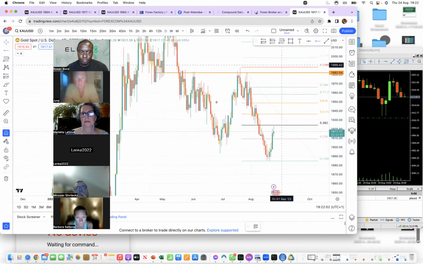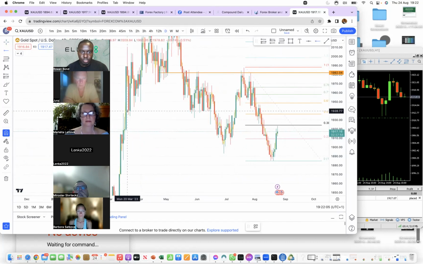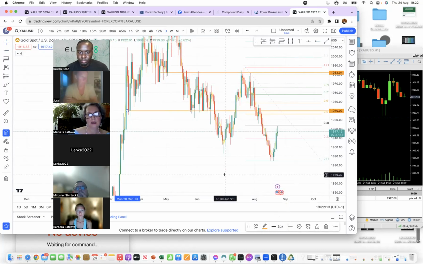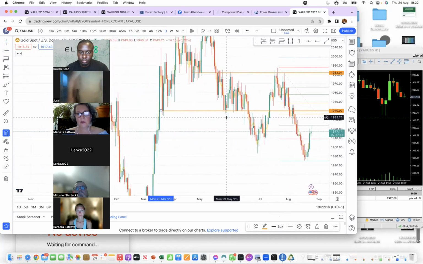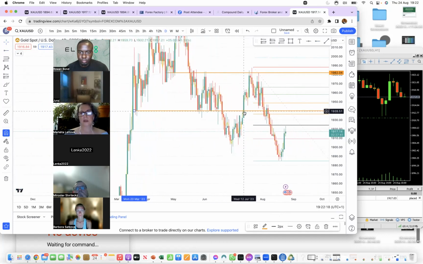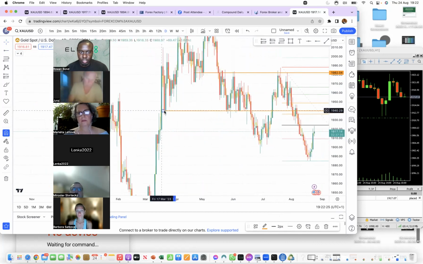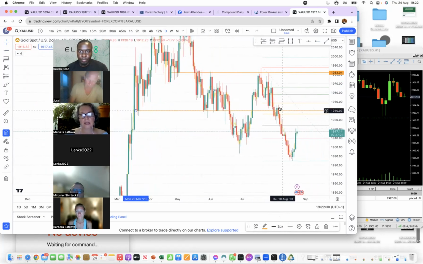Why? Also, this is a very strong support and resistance area. The black line is a very strong zone of resistance and support at the same time, serving both purposes depending on where we are. Can you see how strong this area is? How many times price has touched it? Three times.